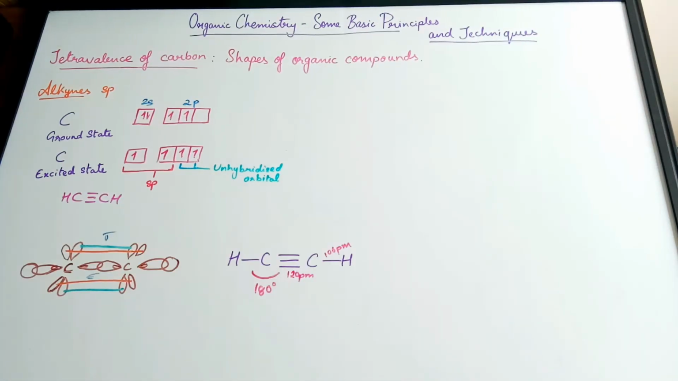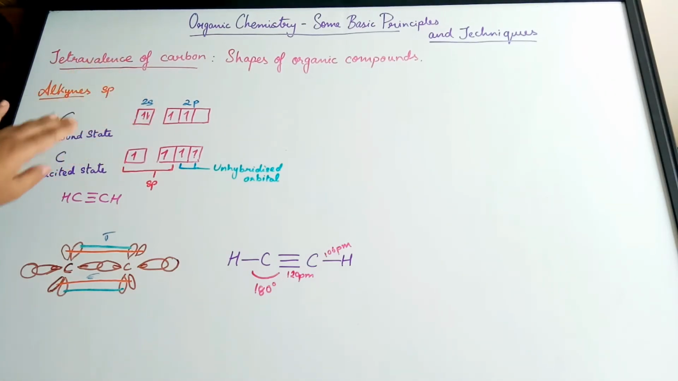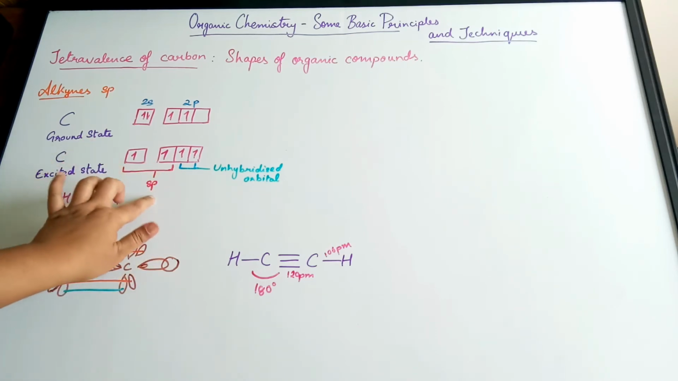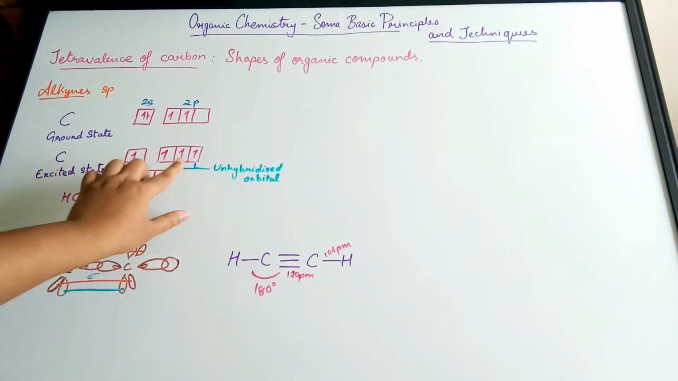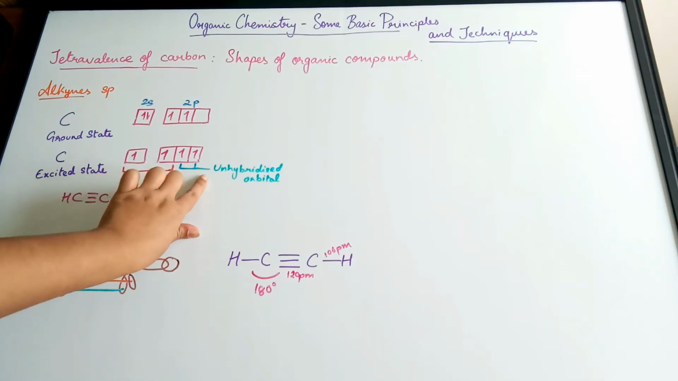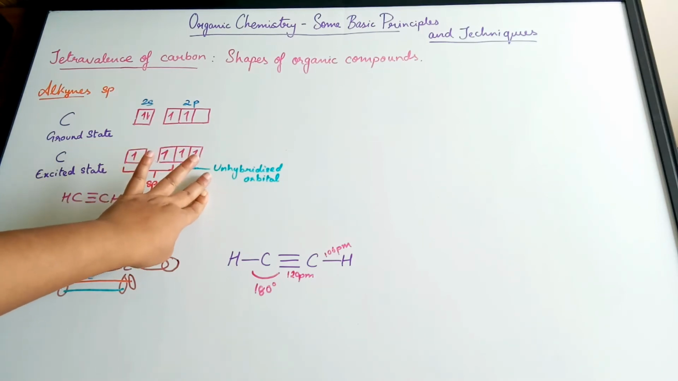In case of alkynes, you have again the ground state, you have 2 electrons in the p and 2 electrons in the s. In the excited state, you will have this configuration. So what happens is these 2 orbitals will combine to give us the sp hybridized orbitals, whereas the remaining 2 orbitals remain unhybridized, which means these 2 orbitals are responsible for the pi bonding.